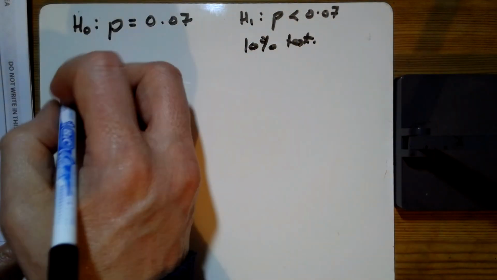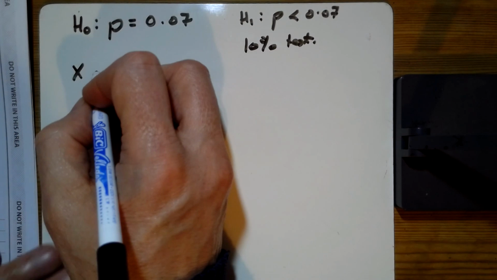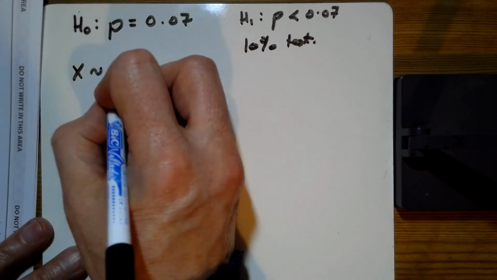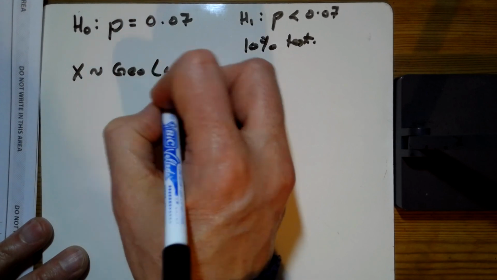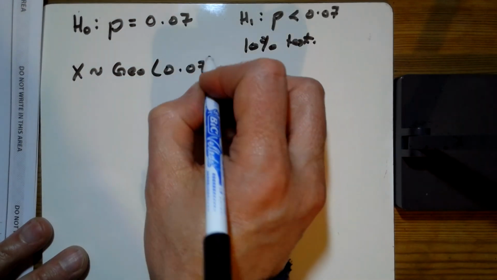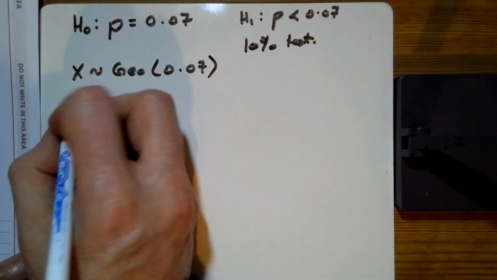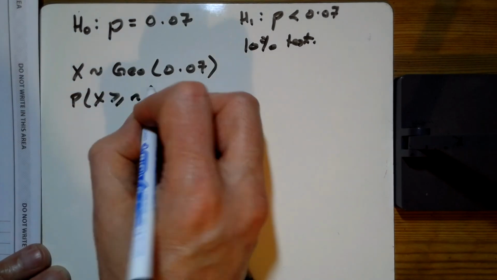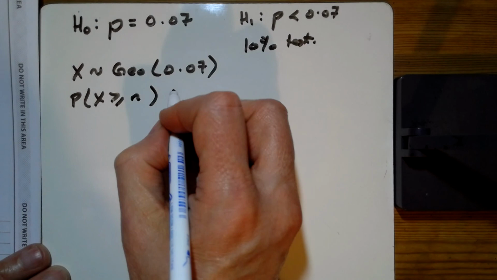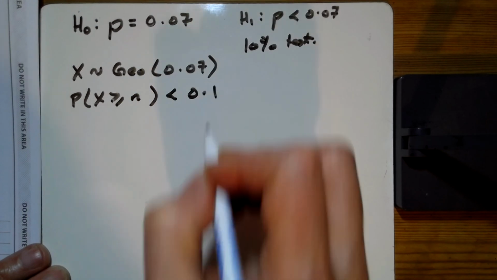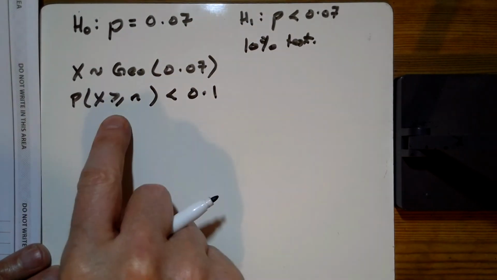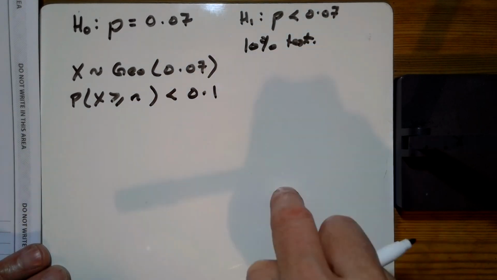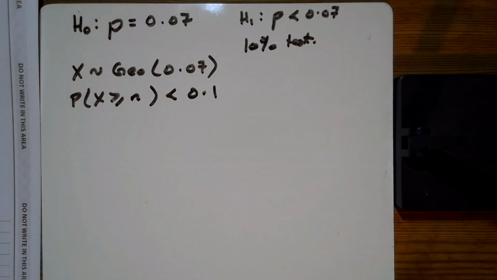Assuming H0, then X, which is the number of goes until he gets his first red counter, will be geometric with the probability of 0.07. And we want the probability that X is greater than or equal to some number to be less than 10%. So we're looking from there. Now, it is greater than, of course, because if he's got a lower probability, it's going to take longer until we get the actual one.